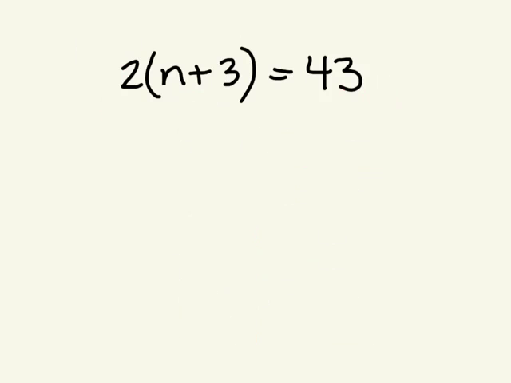This one is a little different because we have a bracket, so we have to do the distributive property. We have to multiply this 2 times everything only inside the bracket. It doesn't get multiplied by 43. It only gets multiplied by everything inside the bracket, okay? We're only dealing with the left side of the equation.